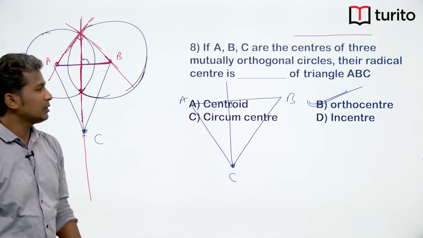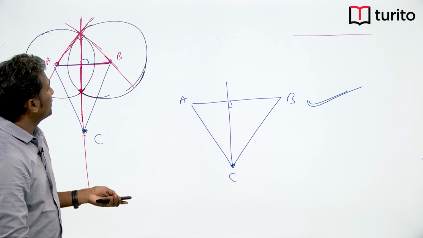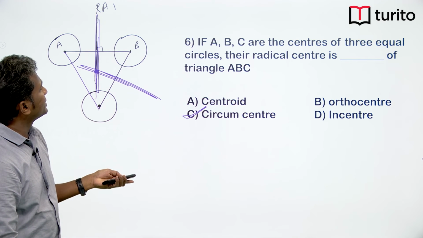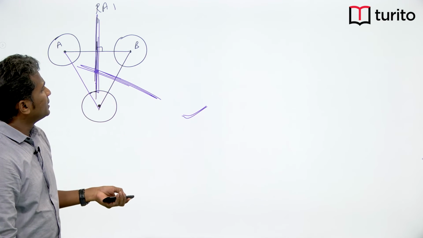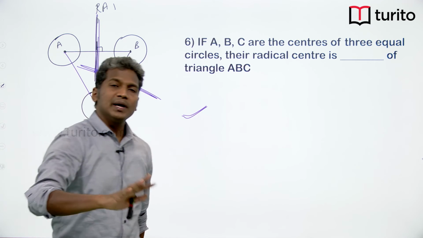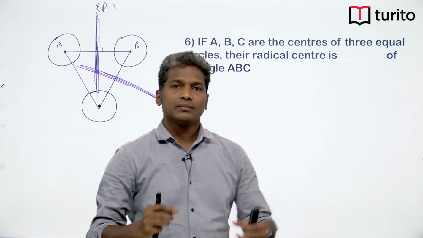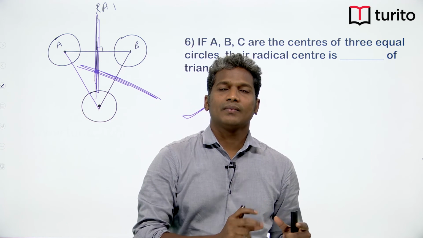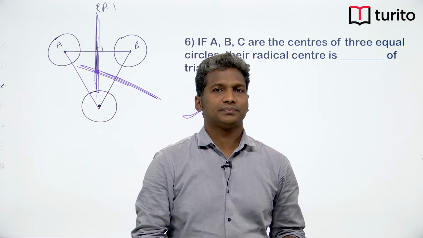Okay, so can we move on? Also, before we move on, if we just check these three questions, they are based on the same idea. Three circles are given. What happens to the radical center?